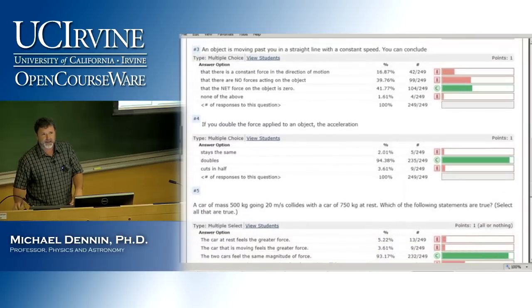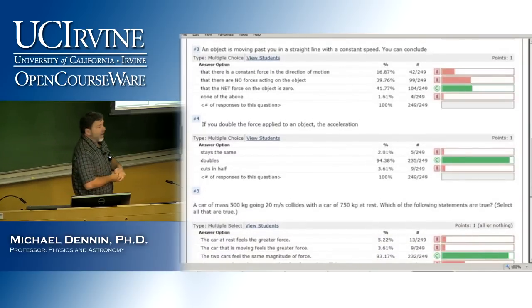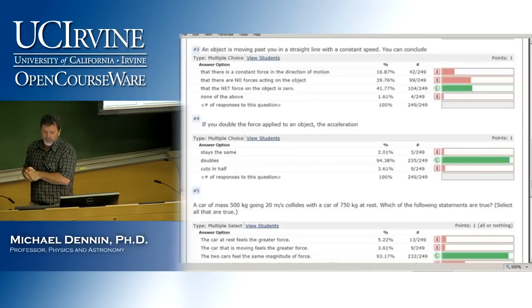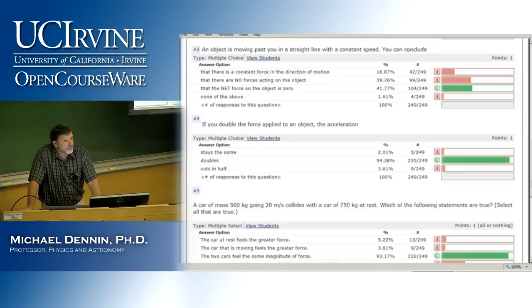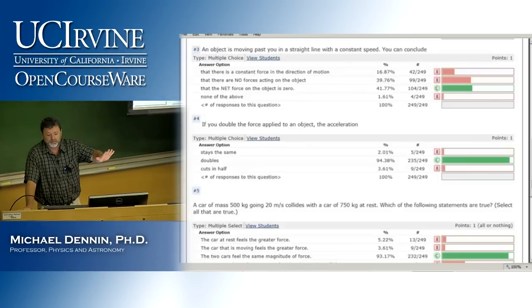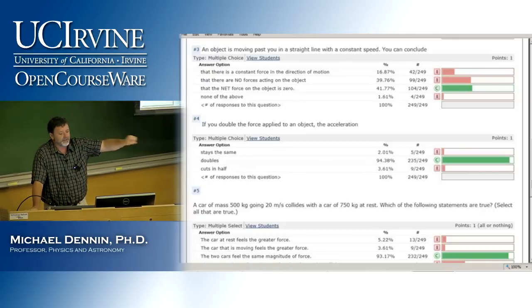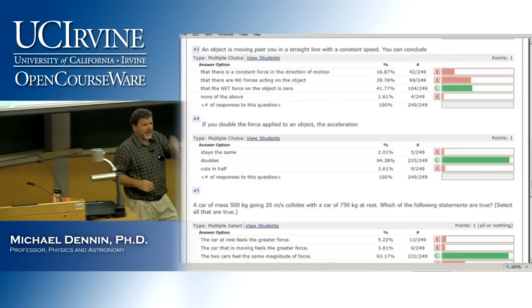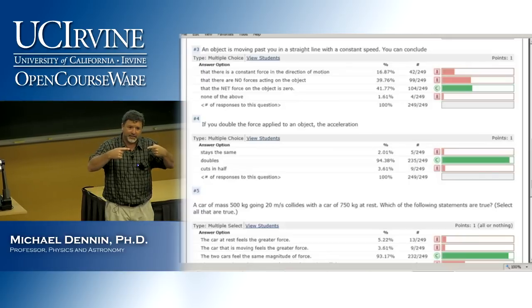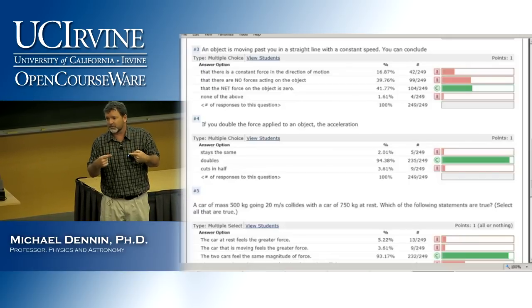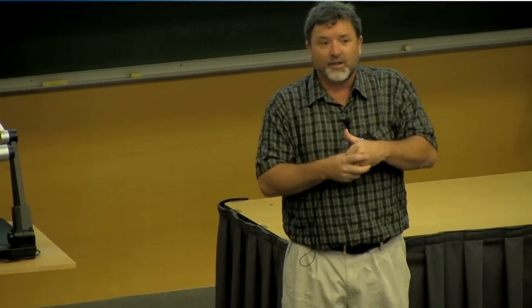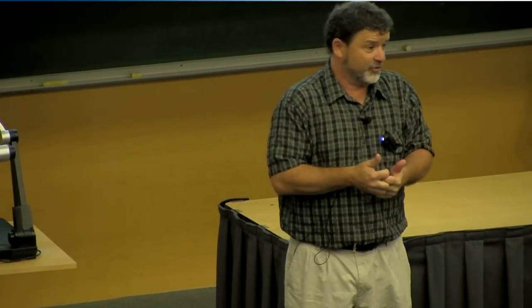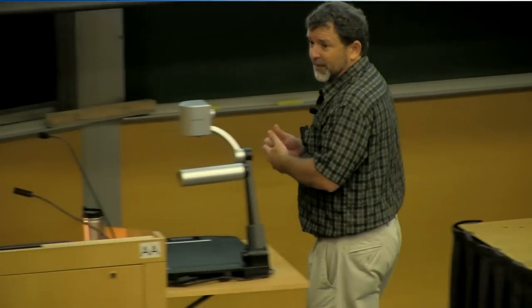Here was the one that's most related to what we just did. An object is moving past you in a straight line with a constant speed. What can you conclude? Again, we went over this right at the beginning. There is no constant force in the direction of motion. Constant speed in a straight line, there is no net force. That's the 3rd answer here. What you cannot conclude, though, is that there are no forces acting on it, because it's the net force. And 2 vectors in an opposite direction of the same magnitude can cancel. Well, do cancel. So that is the final piece that's a big intuition problem. So we're adding vectors, and vectors can cancel. So that's what we're going to have to watch for.